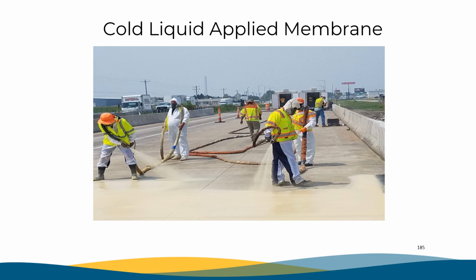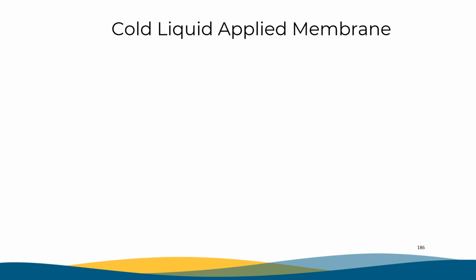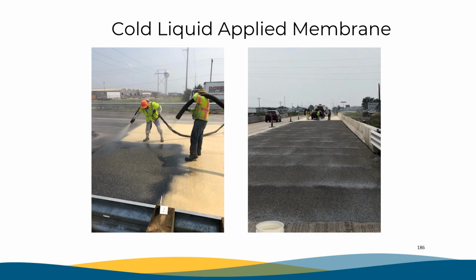Here is a picture of the crew installing the cold liquid applied system. It is first primed, and then the base coat membrane is sprayed on. After the base coat, a top coat is added and covered with aggregate. Once it is complete, a tack coat may then be applied, and the bridge deck may be completed with asphalt.